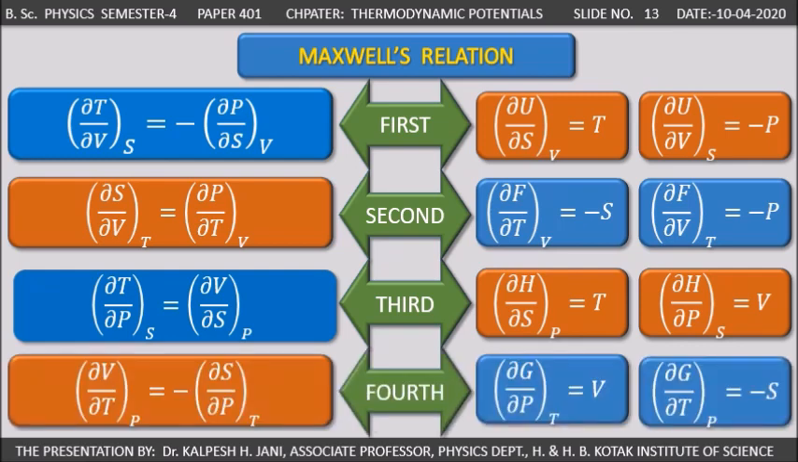Del V by del T at a constant P is nothing but the negative differentiation of del S by del P at a constant T. And on the right side we can show the volume and entropy as the derivative of Gibbs free energy with respect to pressure and temperature. So volume is nothing but the derivative of Gibbs free energy with respect to pressure at a constant temperature, and entropy can be shown as the negative derivative of Gibbs free energy with respect to temperature at constant pressure.